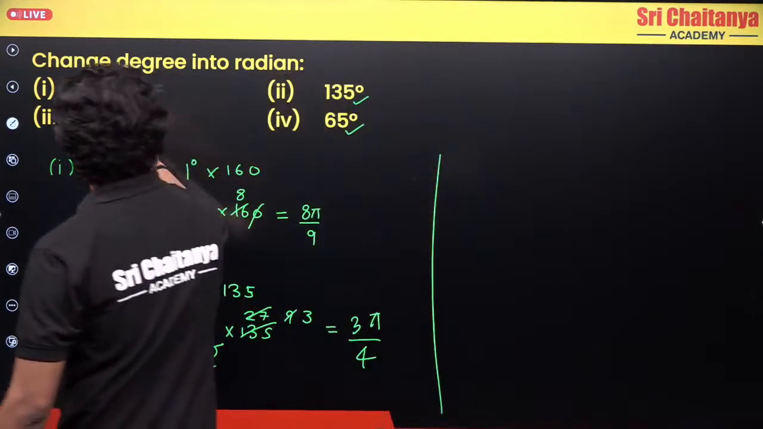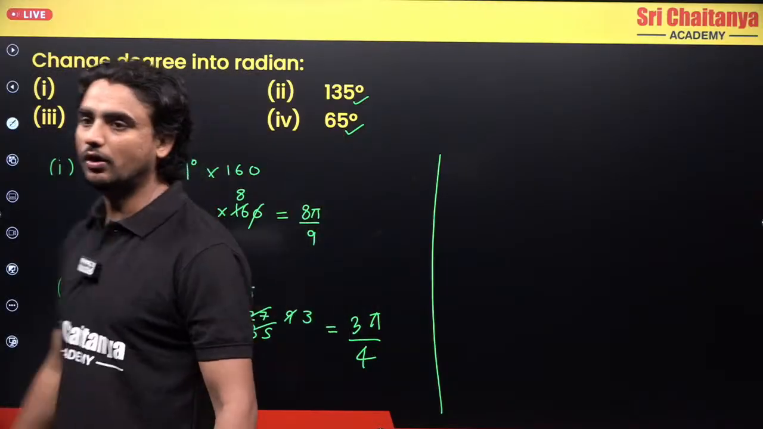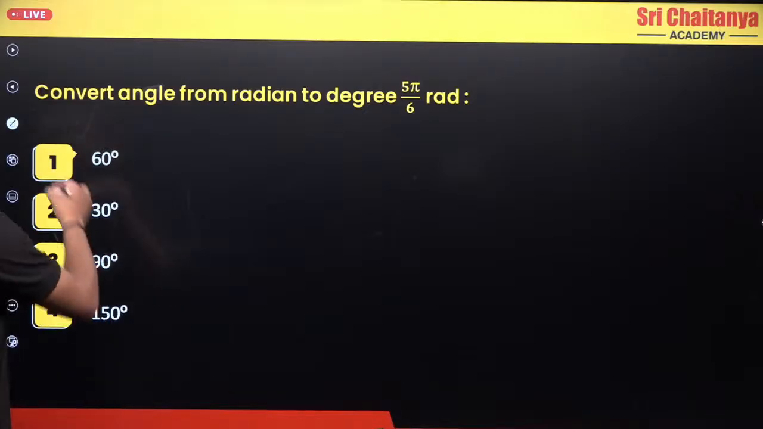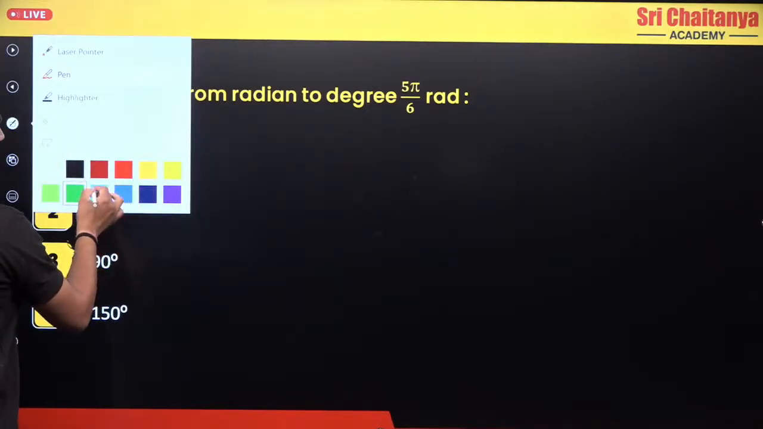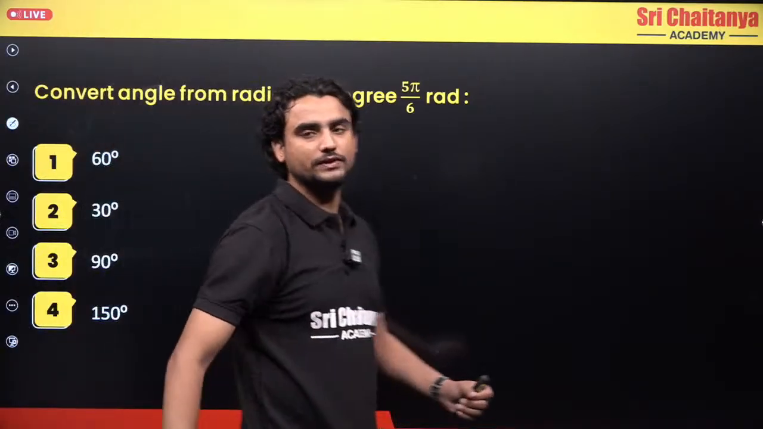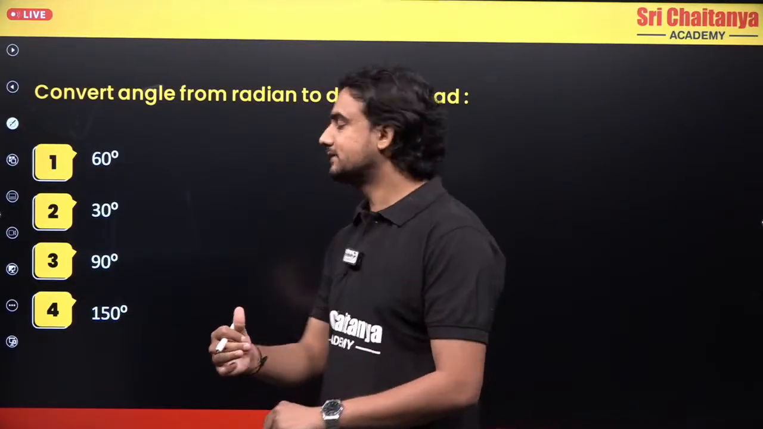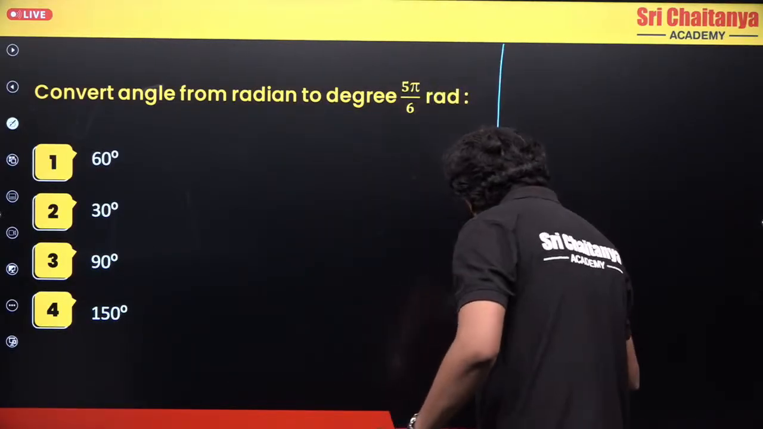Just try to solve this 75 degree and 65 degree on your own. Okay, same thing. But now let's suppose, what if I want to convert degrees into radians or radians into degrees? Because we know the conversion of degrees into radians, right? But what if I want to do the opposite?